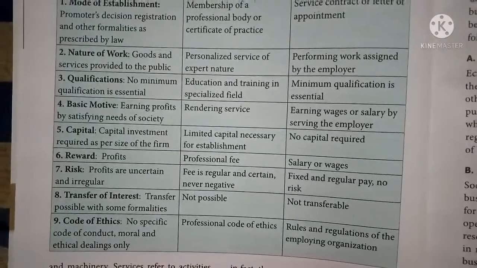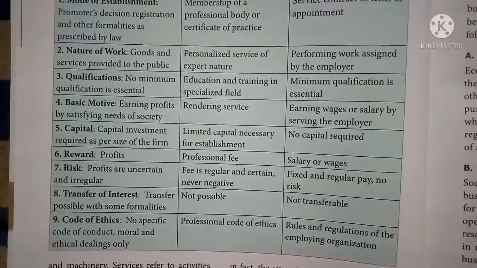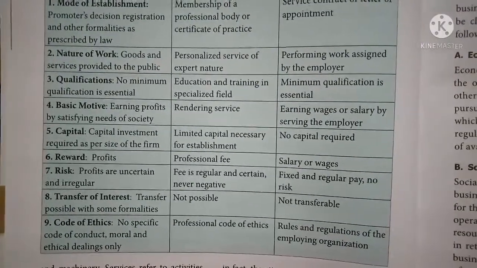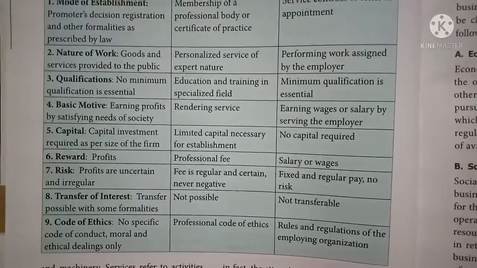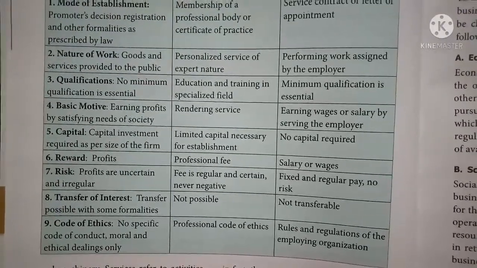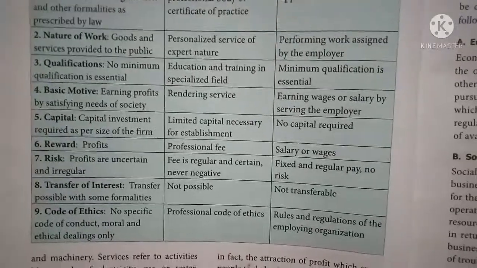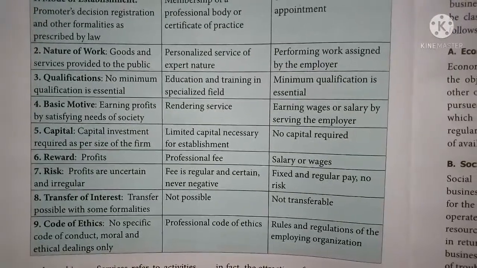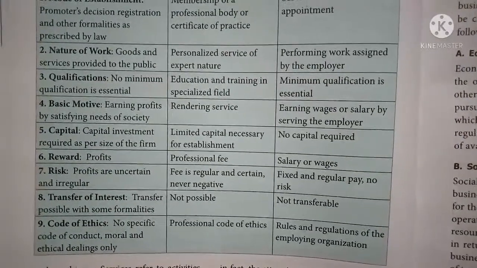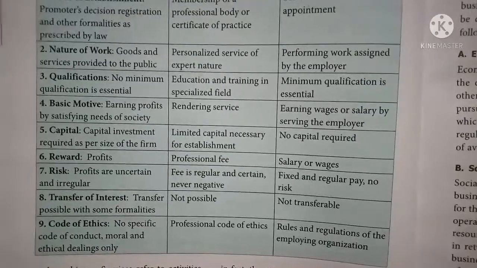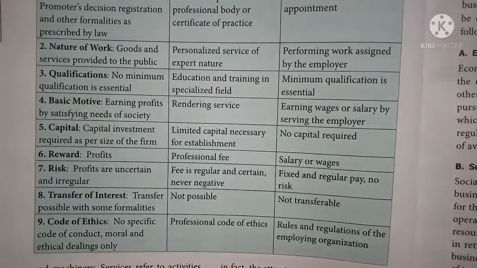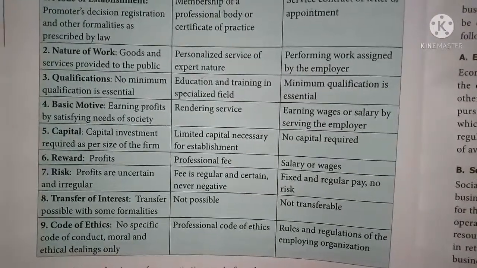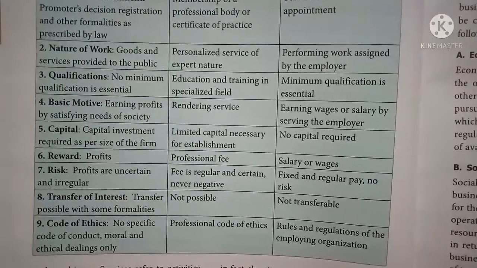Risk. Profit is uncertain and irregular in the case of business. So profit is not a certain one; it is uncertain and irregular. But in the case of profession, fee is regular and certain, never negative, because after the service is provided by the professional, they can collect a service charge, that is a fee. So it is a regular one. In the case of employment, a fixed and regular pay, no risk. The pay will be fixed and regular.